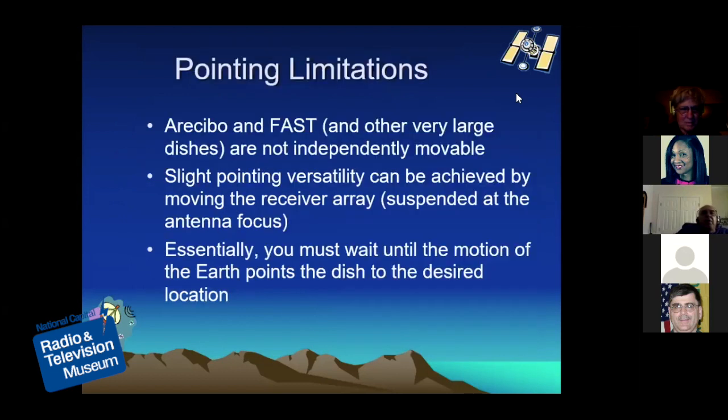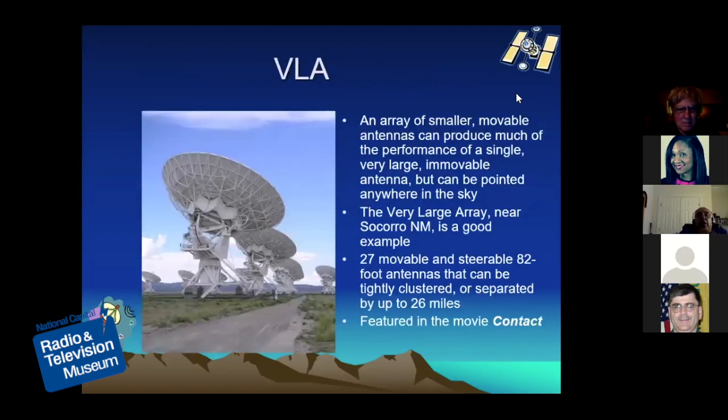So, pointing limitations. Arecibo and FAST and some other big dishes are not independently movable. You can move the receiver array a little bit and kind of direct them a little bit, but not really. So in order to move the antenna, you have to move the Earth, which means you have to wait till the Earth is pointed in the right direction to get your observations. So that makes radio astronomers a patient sort. But they're very lucky because they get to work during the day. They can work at night too, but if they want to, they can work during the day.